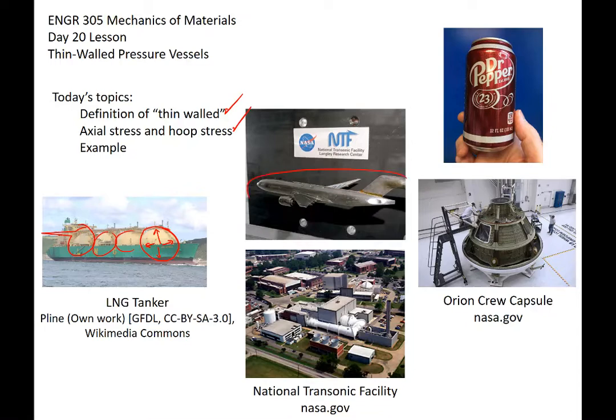An airplane like this is a pressure vessel. The reason I have this particular picture is that this wind tunnel that this model is in, the National Transonic Facility, is actually a very unique wind tunnel. It is a pressurized wind tunnel. So you see this loop down here in the picture.